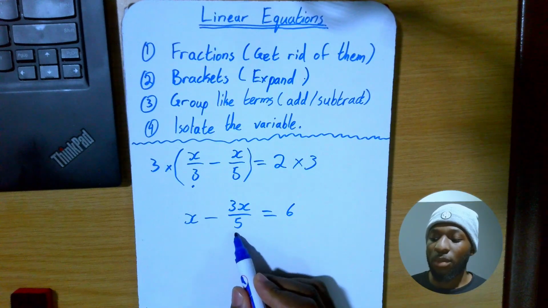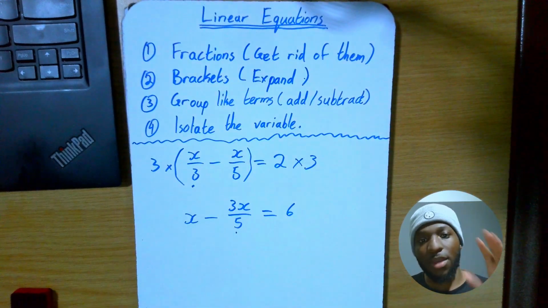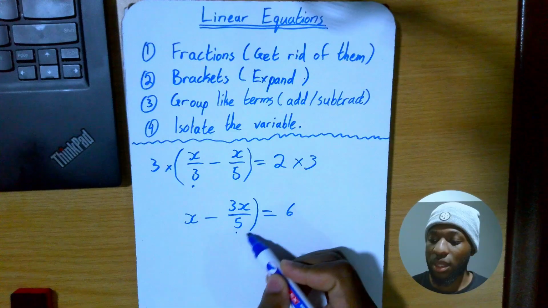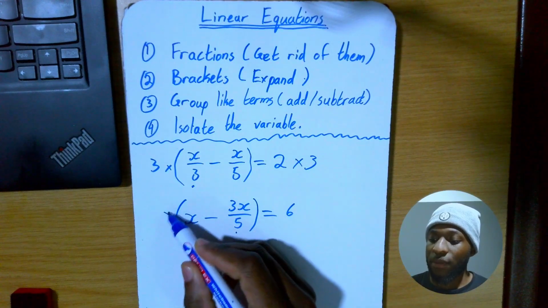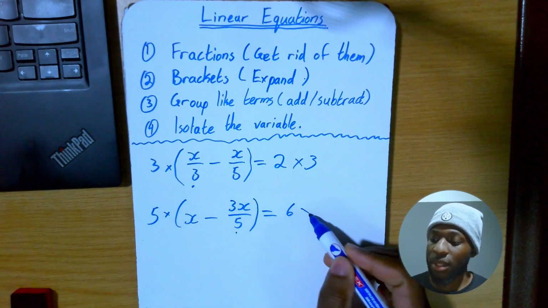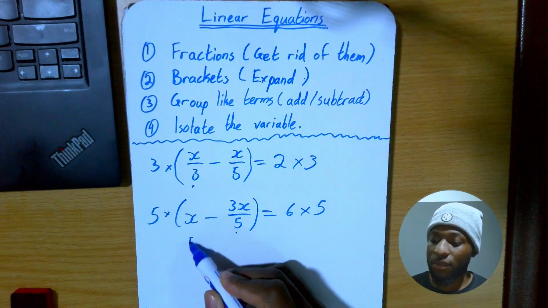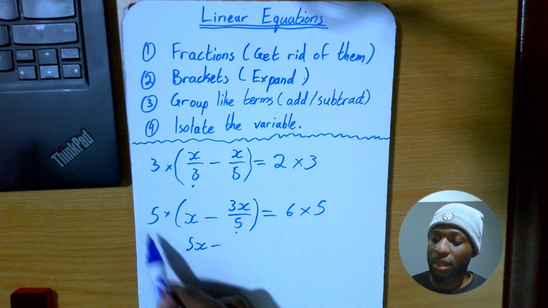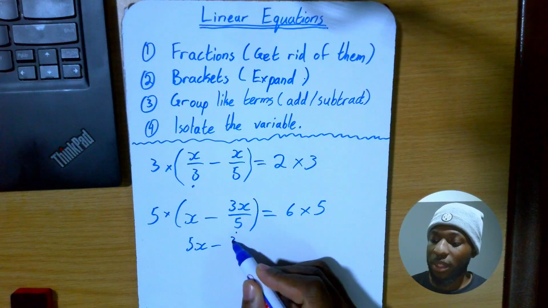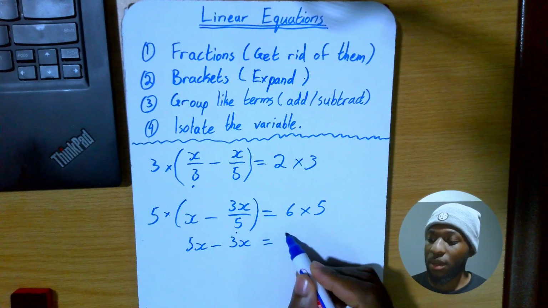Now we are left with one more fraction to deal with. We'll follow the same exact steps. We'll multiply the whole thing by 5, and do the same on that side as well. We will have 5 times x, which is 5x, minus, that will cancel that 5, so we'll be left with 3x, equals 30.